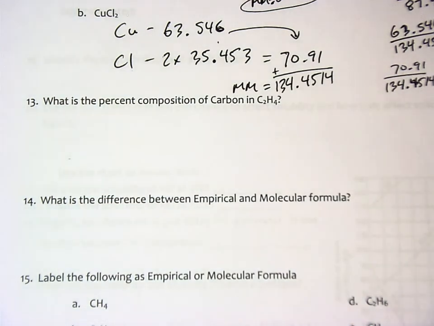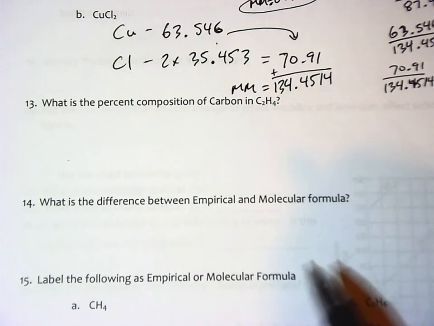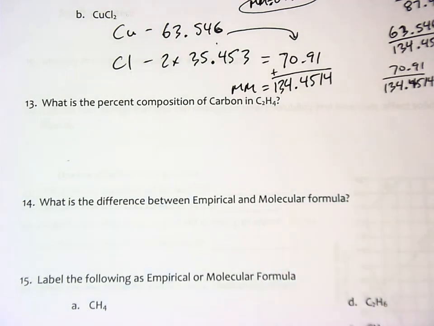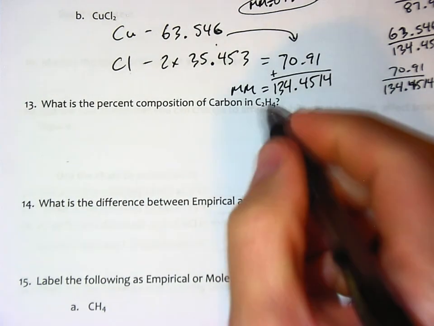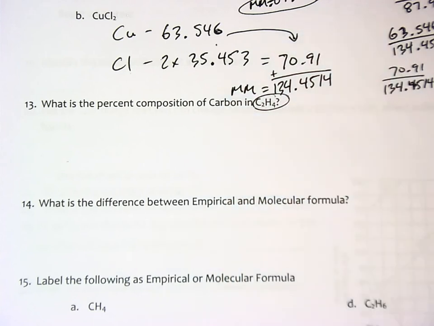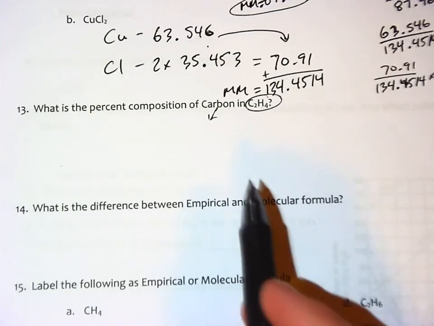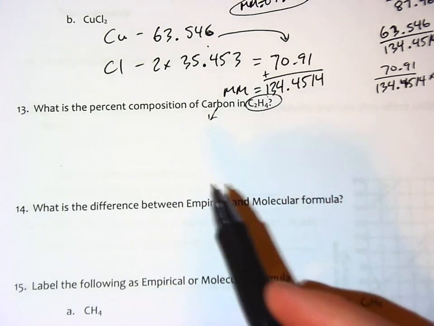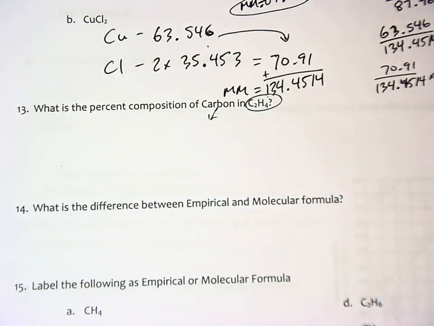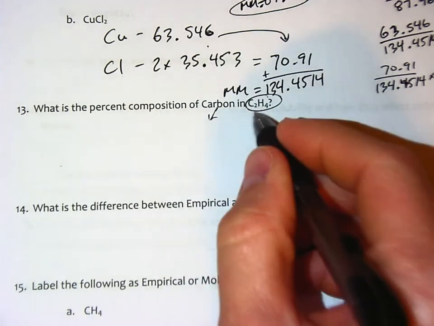13. Okay, what is the percent composition of carbon in C2H4? So here with our problem, we're going to have to find the total molar mass, but it just tells us to find the percent composition of carbon. We don't have to find the percent composition of H or the other part here.